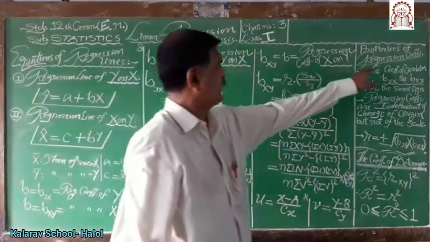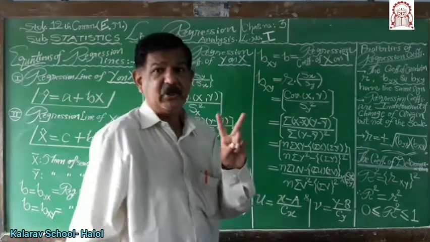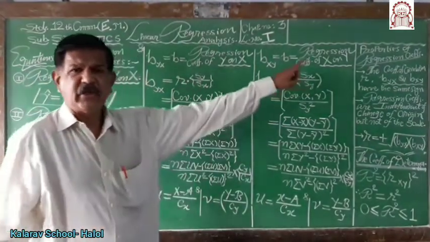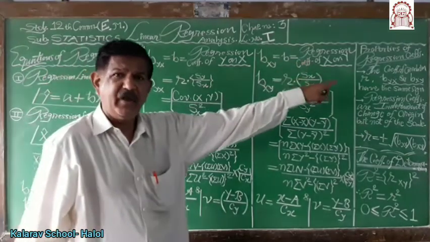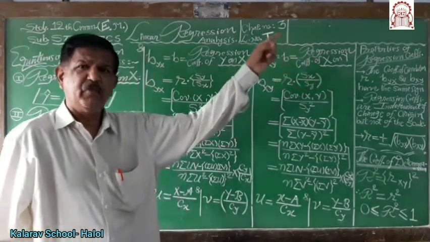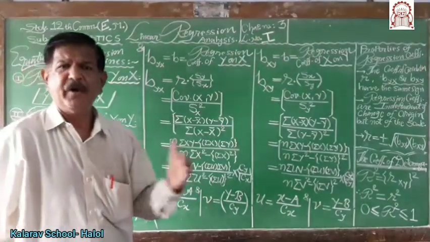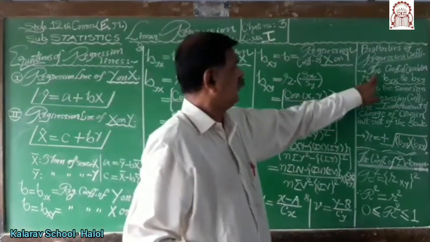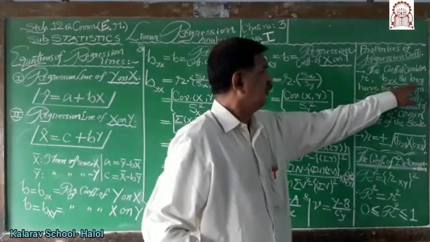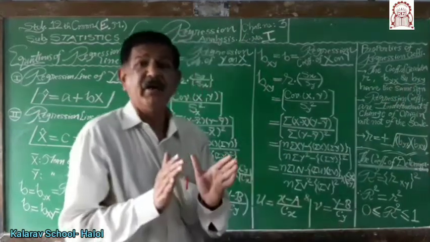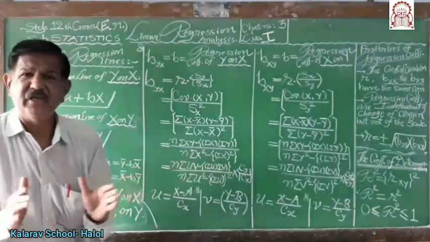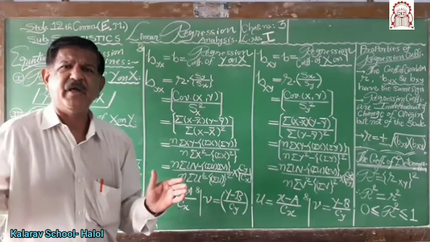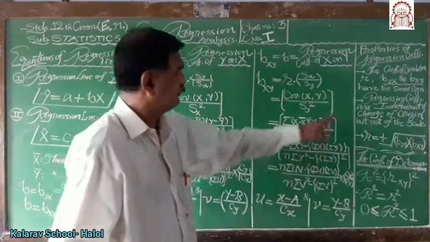Now properties of regression coefficients. There are two regression coefficients, namely byx and bxy. bxy means regression coefficient of x on y, and byx regression coefficient of y on x. What are the properties of regression coefficients? Number one, the correlation coefficient r and both the regression coefficients byx and bxy must have the same sign. Therefore, the sign of r, byx and bxy are the same.